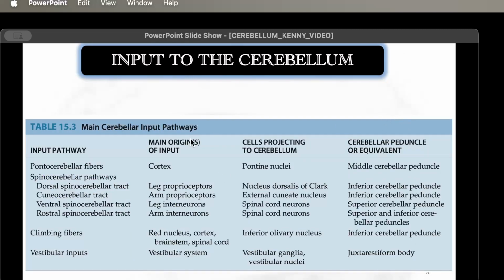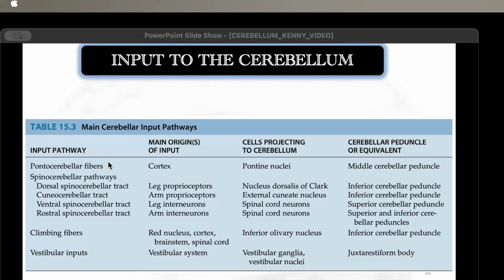So let's have a summary on the input to the cerebellum. We have already said that all the input to the cerebellum will enter using the inferior or middle cerebellar peduncle. So if you have to enter into the cerebellar system, you will have to use either the middle cerebellar peduncle or the inferior cerebellar peduncle. But those are the inputs entering the cerebellar system, and where do they come from? That's another question.